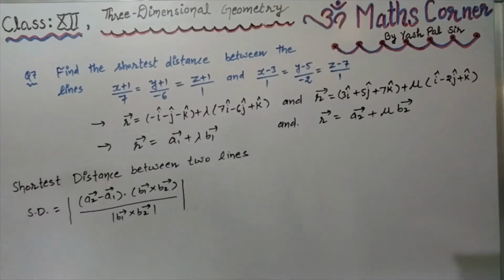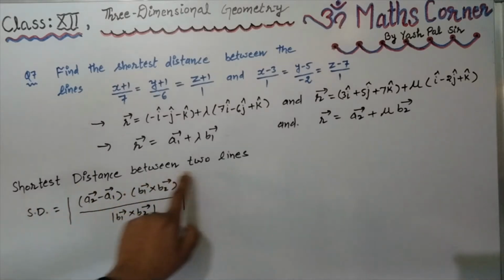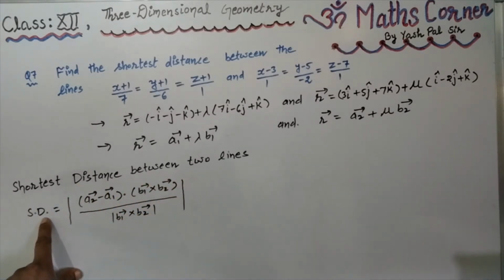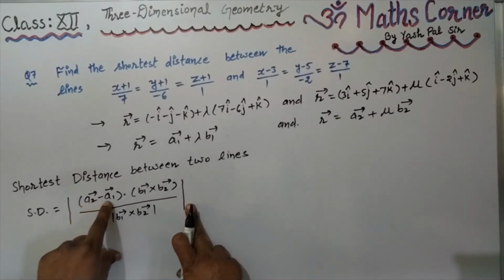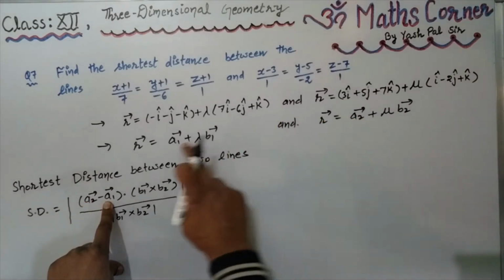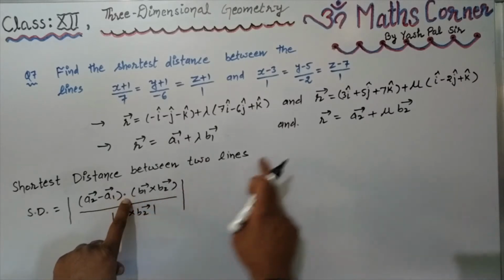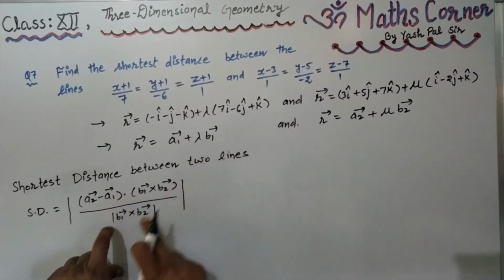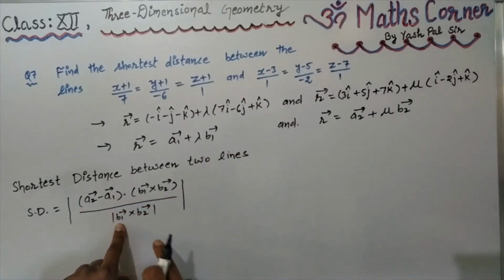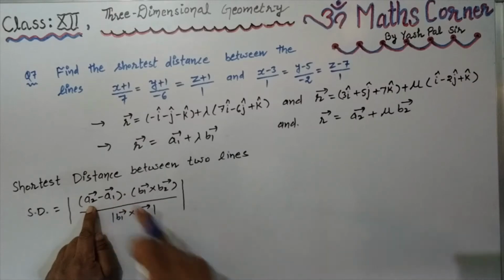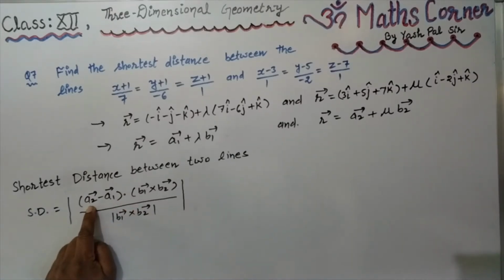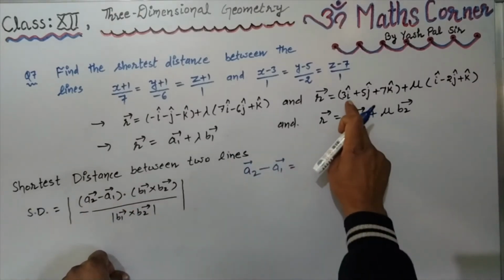Now what is the shortest distance between the two lines? The formula for the shortest distance between two lines is SD equals the modulus of (a2 minus a1) dot product (b1 cross b2), whole divided by the magnitude of b1 cross b2. Now we shall calculate what a2 minus a1 is here.